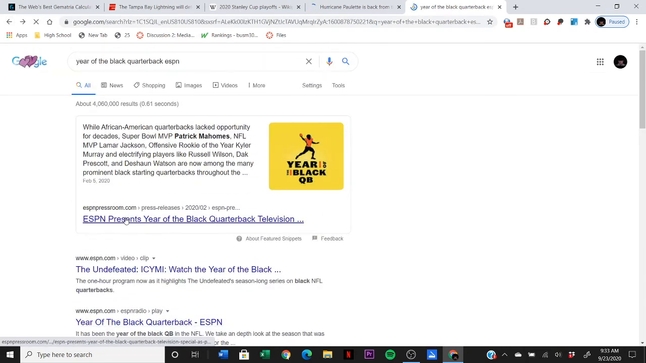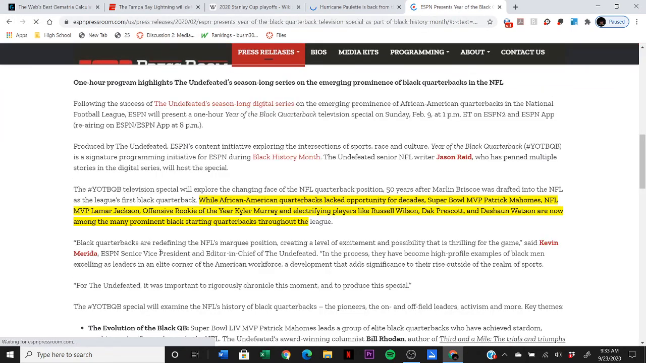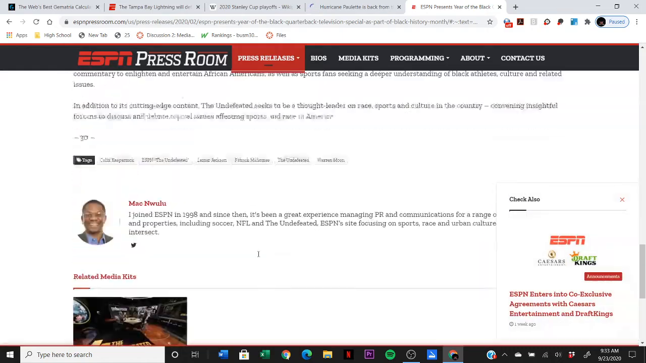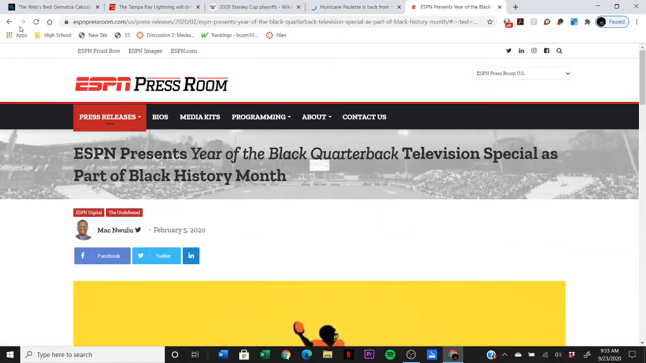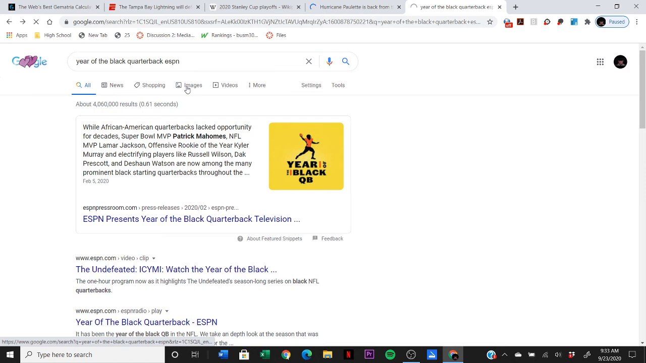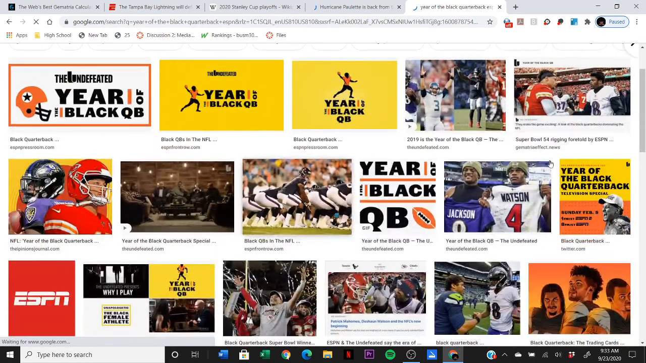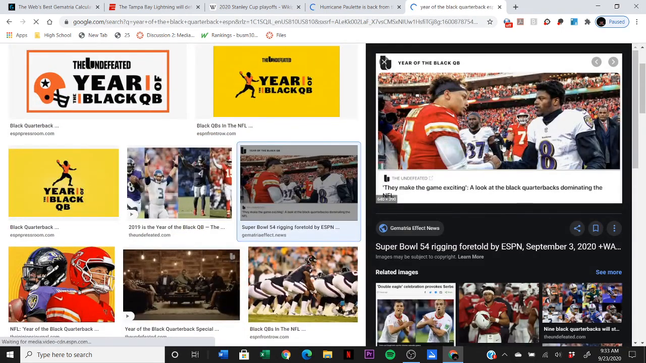Okay. Well, it was a picture of. Let me see if I just go to images. I'll find it. There it is. Okay, so you see this article right here, the year of the black quarterback. They make the game exciting. And who's on the cover? Lamar Jackson and Patrick Mahomes, the faces of the league right now, and they're black quarterbacks.